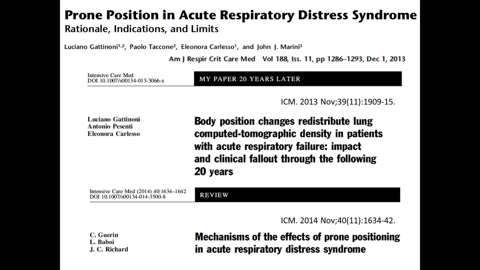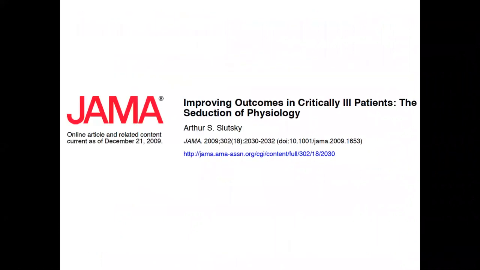And then it was studied a lot, and many clinical trials have been designed and conducted to show a clinical benefit, so improvement, a decrease in mortality, and a lot of publications explaining the physiological mechanism of prone position. But the results until very recently were always very upsetting, to the point that after the second last randomized trial, Slutsky wrote this nice editorial saying, improving outcome in critically ill patients, the seduction of physiology, meaning that all the physiological potential benefits from proning were not leading to improvement in clinical outcome.